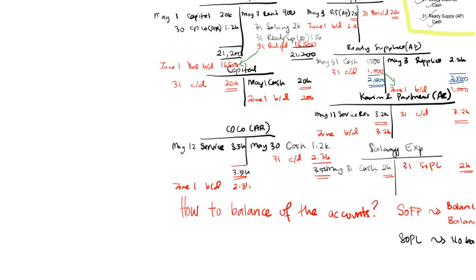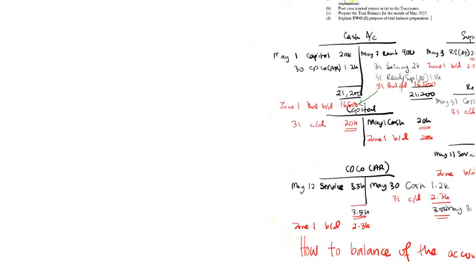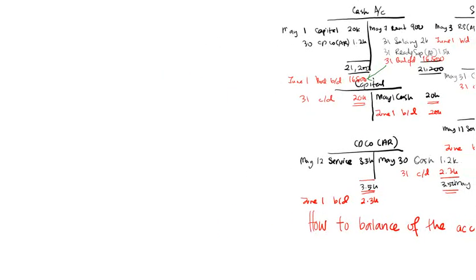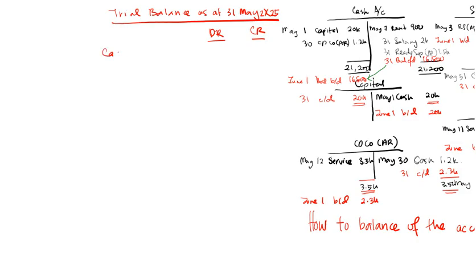So with this information, we can now prepare our trial balance. A trial balance is just a list of all your account balances. This is the title. So we will record all the balances accordingly, whether it has a credit balance or a debit balance. In the first case, we have the cash account, balance of 16,800.